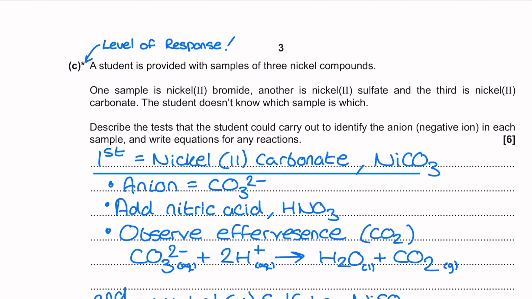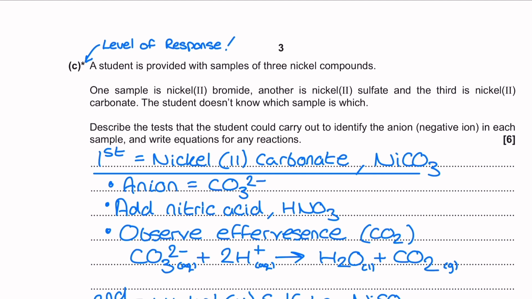Moving on to part C, and we'll notice that there's a little asterisk next to this question indicating that this is a level of response question. A student is provided with samples of 3 nickel compounds. One sample is nickel 2 bromide, another is nickel 2 sulfate, and a third is nickel 2 carbonate. The student doesn't know which sample is which. Describe the tests that the student should carry out to identify the anion, which is the negative ion, I think it's a real gift that they've written that in brackets, in each sample, and write any equations for any reactions.